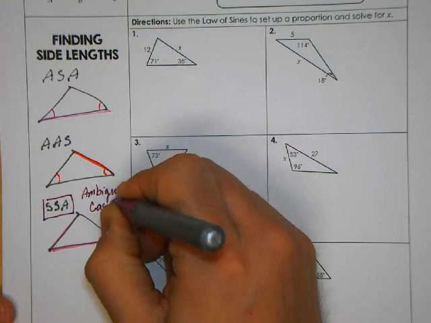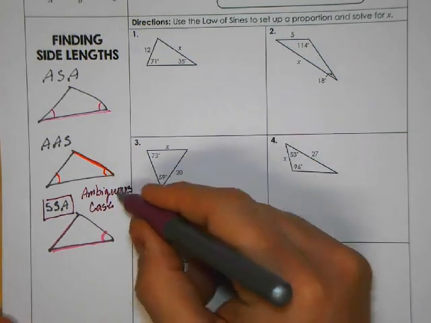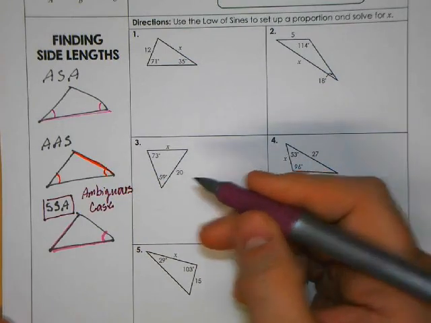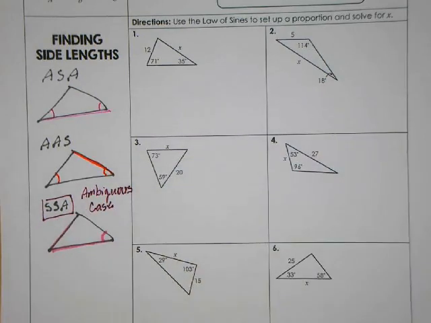However, I will include a link or a separate video in your assignment post that explains what the ambiguous case is. And I'll talk a little bit about it when we see the side-side-angle combination. But let's go ahead and jump into an example here.